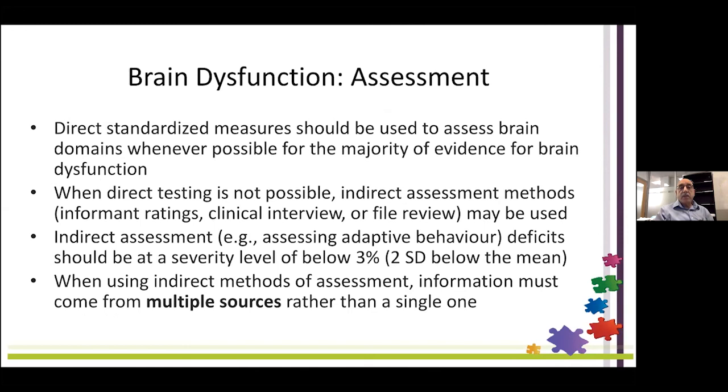So wherever possible, direct standardized measures are used to assess those brain domains. Certainly, there will be times when we will need to use questionnaires and clinical interviews or file reviews. These are indirect measures, and we want to ensure that those indirect measures are significant. So we would look at multiple sources for that, and we would also ensure that when those indirect assessments are being interpreted, they are at a severity level below the 3rd percentile.